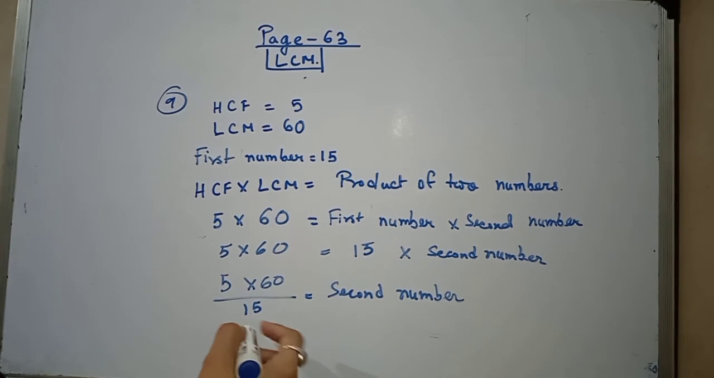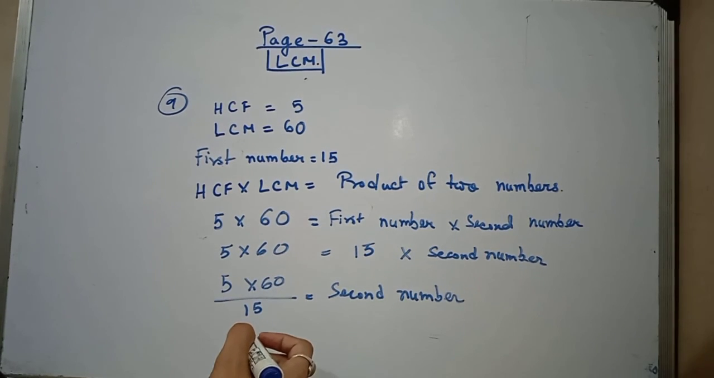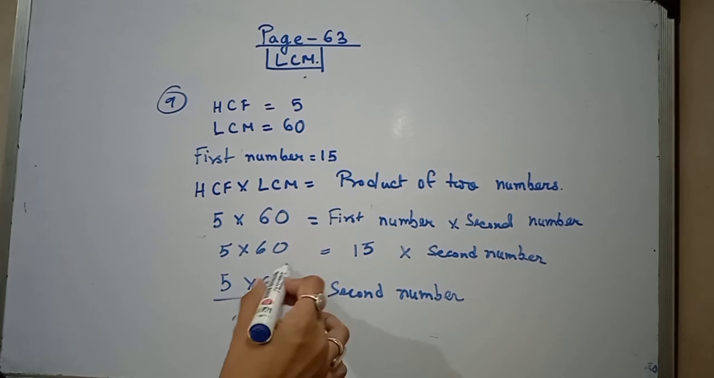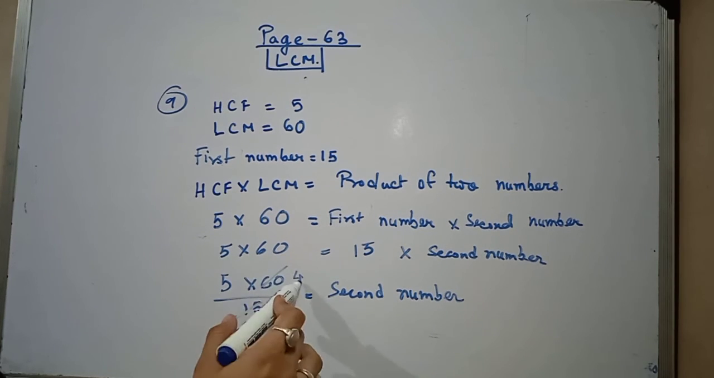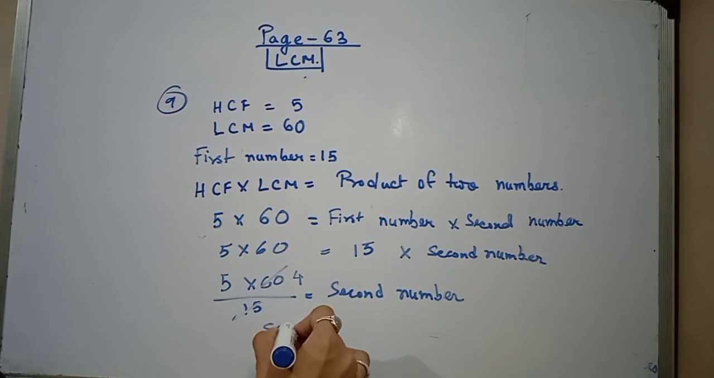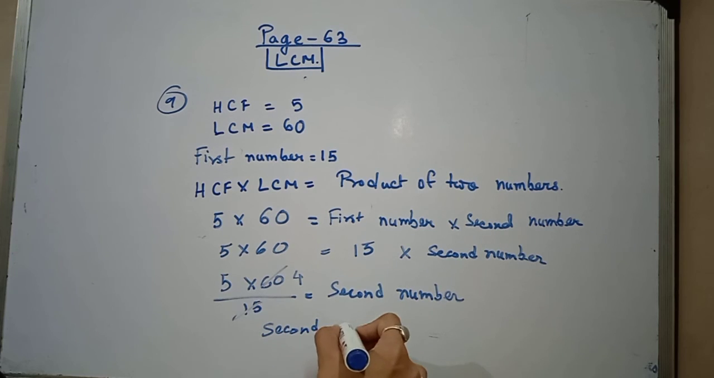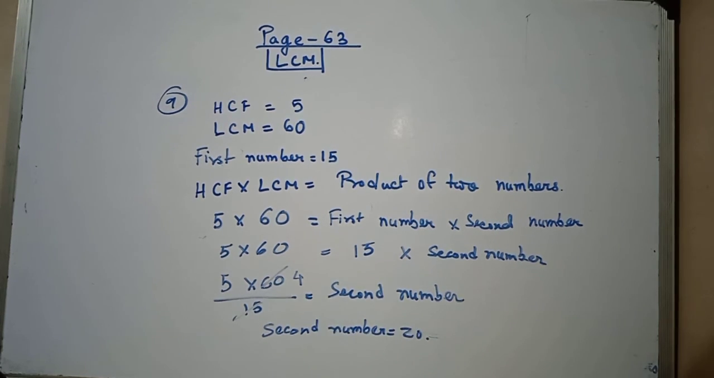So as I know, 15 fours are 60. So 5 into 4, that is 20. So the second number is 20. This is my answer.